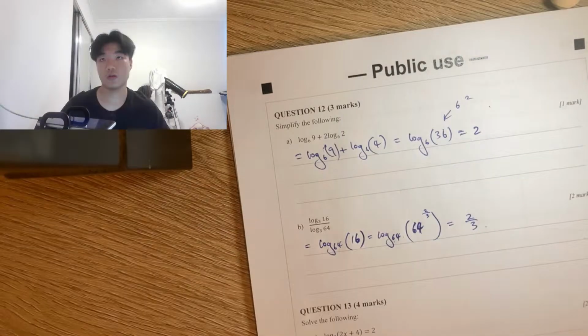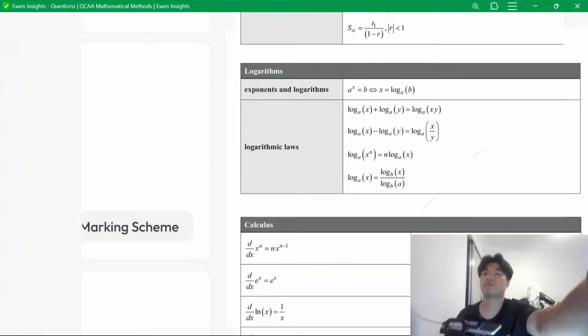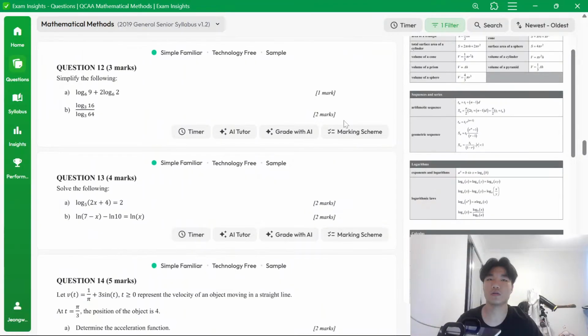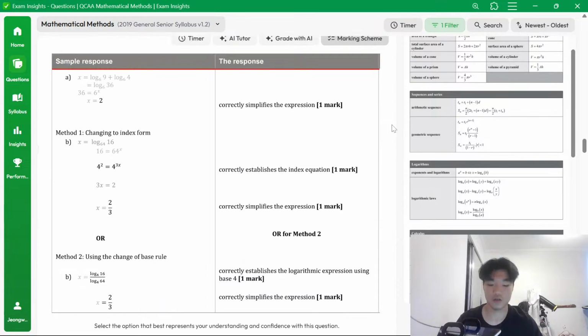Okay. So now let's check the marking scheme. Okay, we got 2 for question 12 part A. We got 2 over 3.